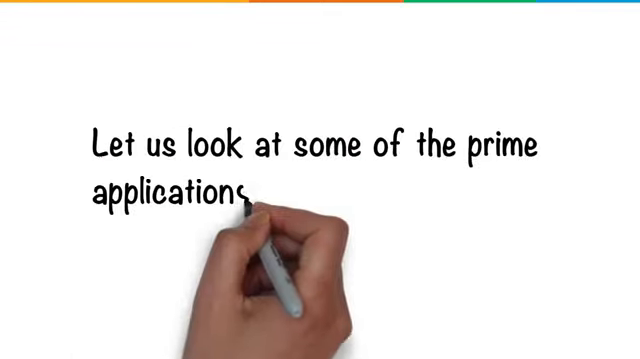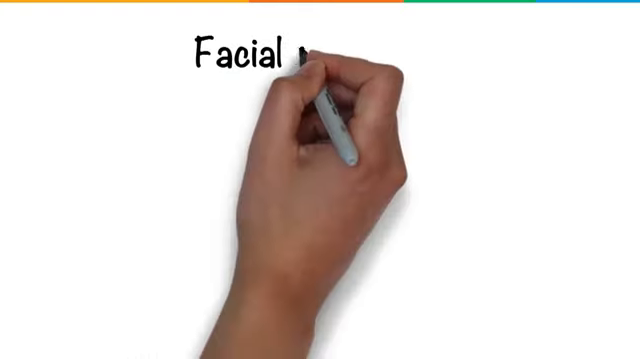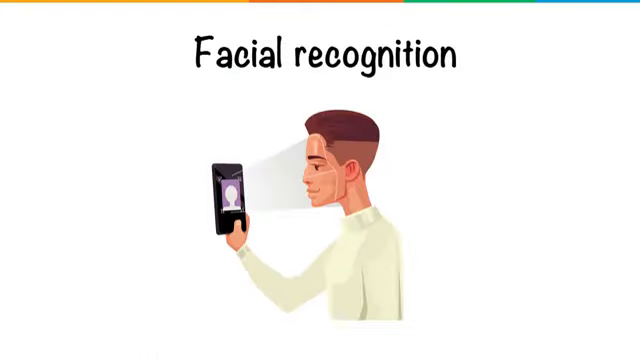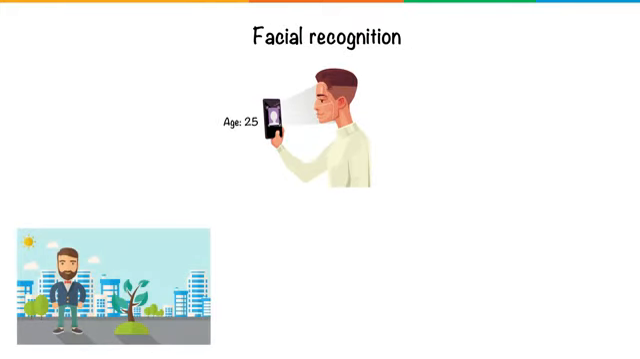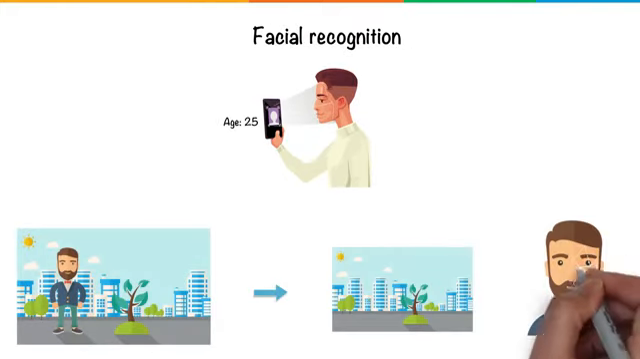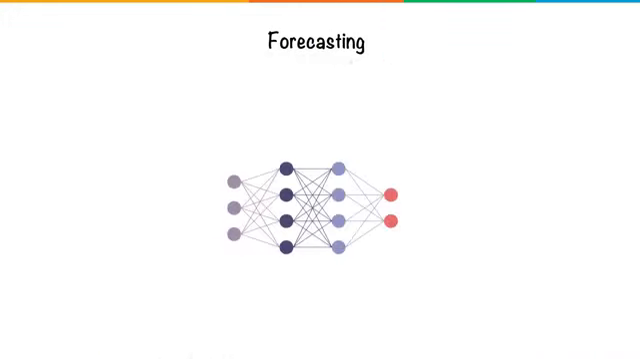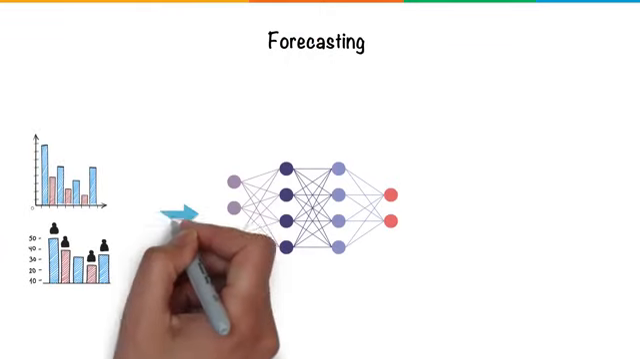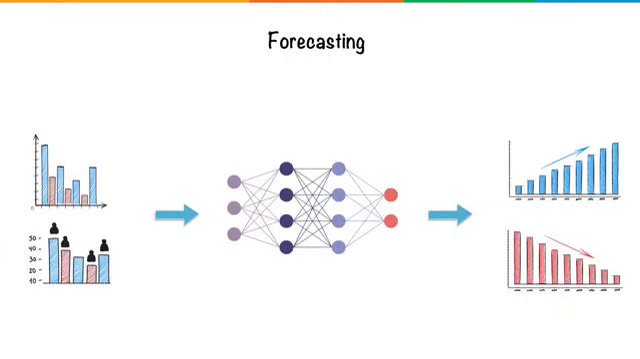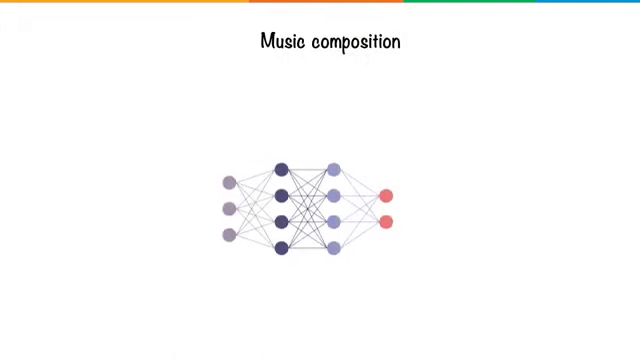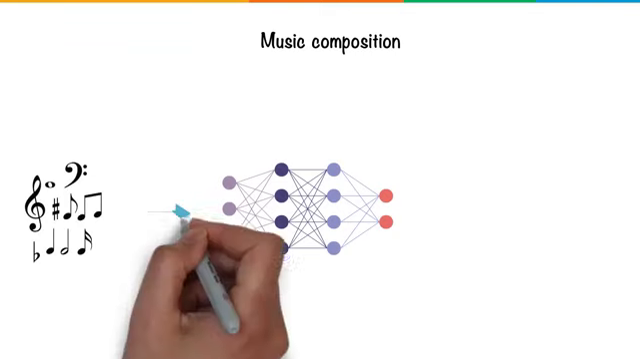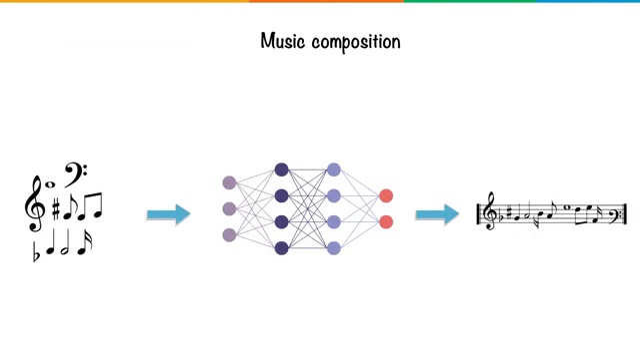Let us look at some of the prime applications of neural networks. Facial recognition. Cameras on smartphones these days can estimate the age of the person based on their facial features. This is neural networks at play, first differentiating the face from the background and then correlating the lines and spots on your face to a possible age. Forecasting. Neural networks are trained to understand the patterns and detect the possibility of rainfall or a rise in stock prices with high accuracy. Music composition.